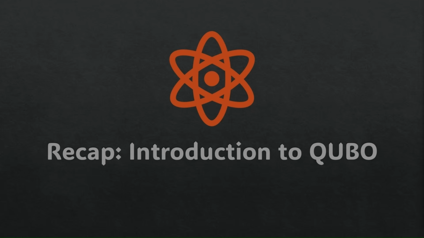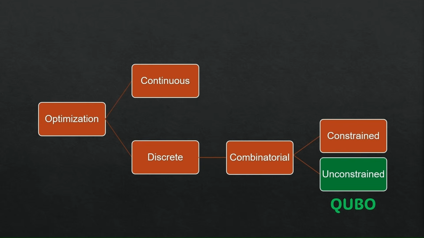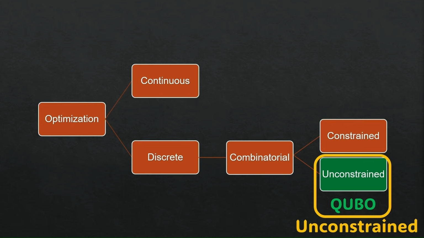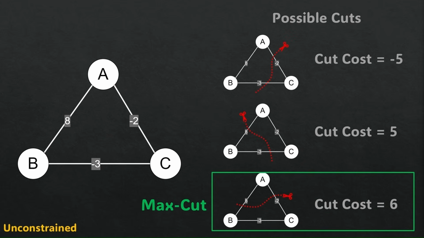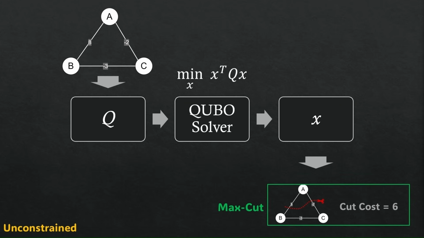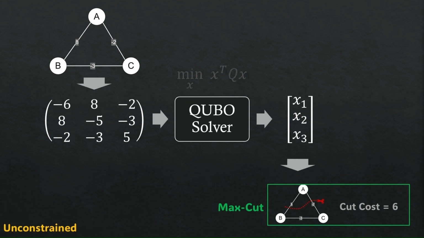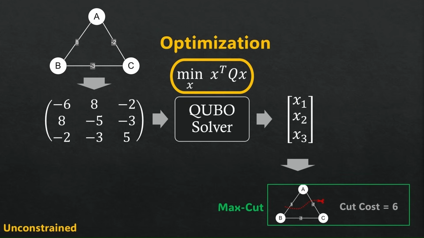Here's a quick recap of the previous video. In the landscape of different types of optimization, QUBO comes under the unconstrained combinatorial optimization. We can delve into QUBO by relating it to a mathematically equivalent and computer science friendly version called the max cut problem by considering this numerical example of a 3-node graph.